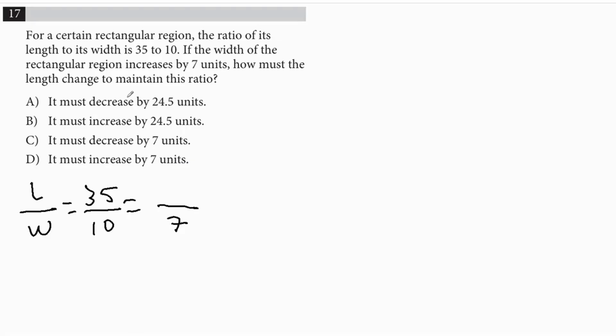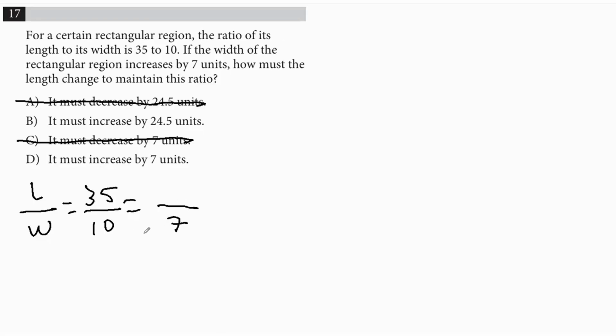So here's the thing that we have to know. If the width is increasing by 7, the length has to also increase. So it can't be A. It's not going to decrease, and it's not going to be C either. Basically, if the width is increasing, so is the length. So it can't be A or C. So we're going to go ahead and just cross those out. So it's either B or it's D. Does it increase by this much or by this much?